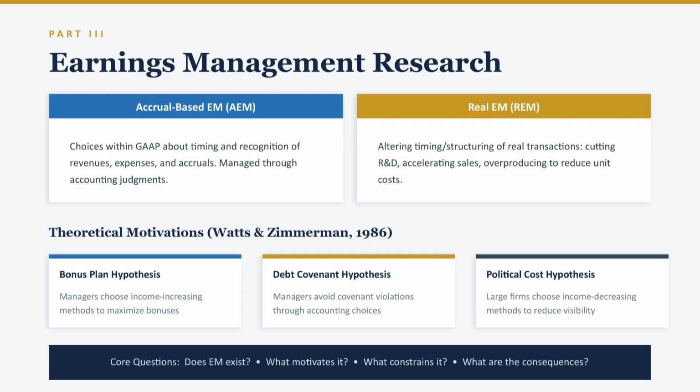3. What constrains earnings management? Studies investigate the roles of audit quality, Big N versus non-Big N, corporate governance, board independence, audit committees, institutional ownership, analyst following, and regulatory enforcement, SOX, SEC scrutiny, in limiting opportunistic reporting. 4. What are the consequences of earnings management? Research examines whether earnings management leads to future restatements, securities litigation, loss of investor confidence, higher cost of capital, and lower future stock returns.